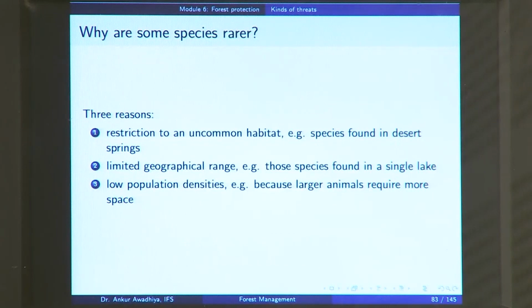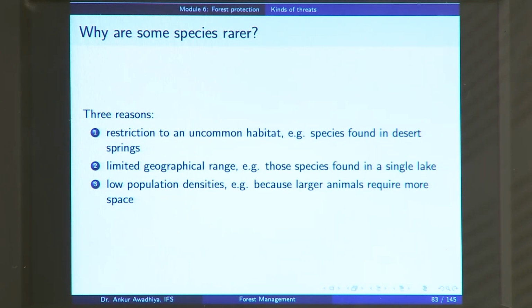But then why are some species rare? There can be several reasons. There could be a species that is restricted to an uncommon habitat, such as a species found in the desert springs. So, this is a species that is only found in the desert springs. So, we have deserts and we have very small areas that are desert springs. If it does not have suitable habitats around, it will not be able to increase its population size. So, it is a rare species.